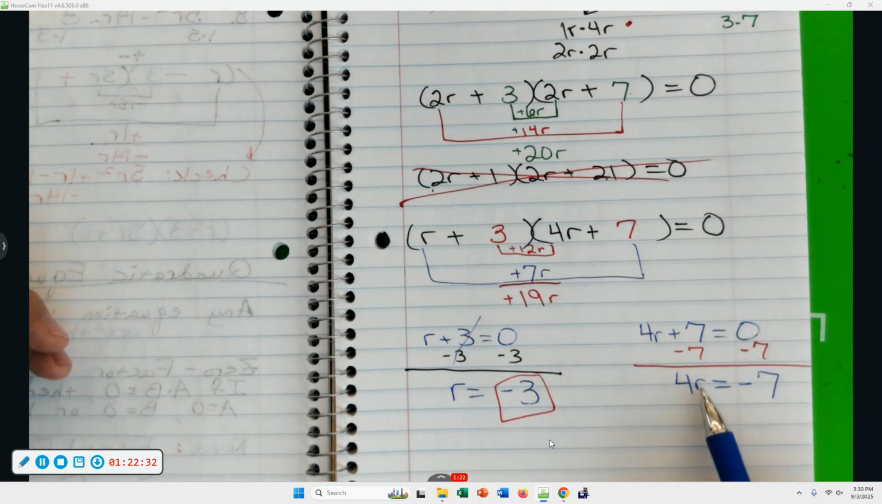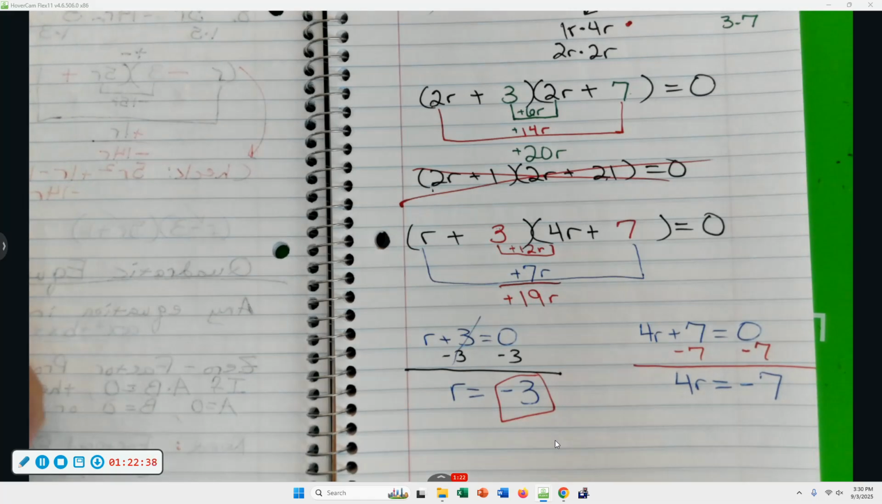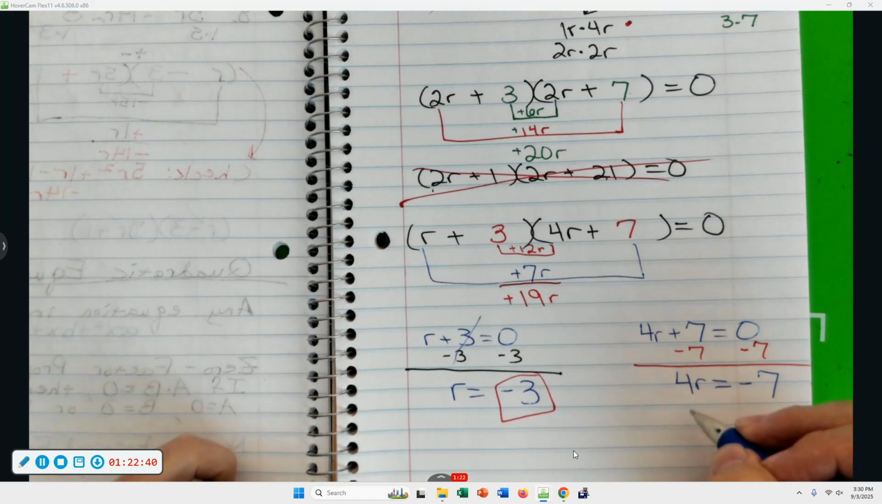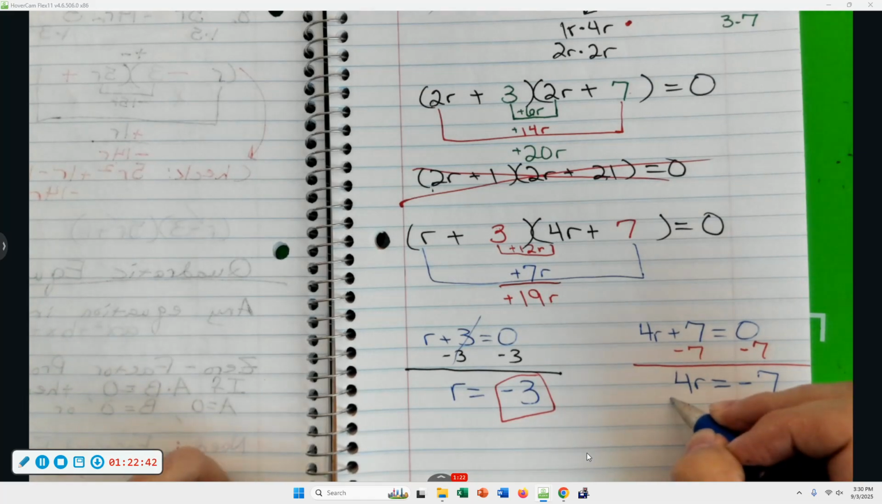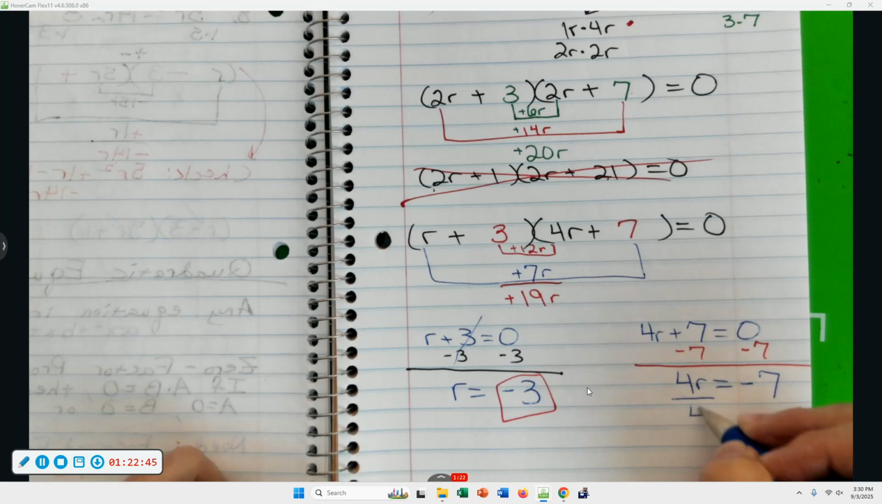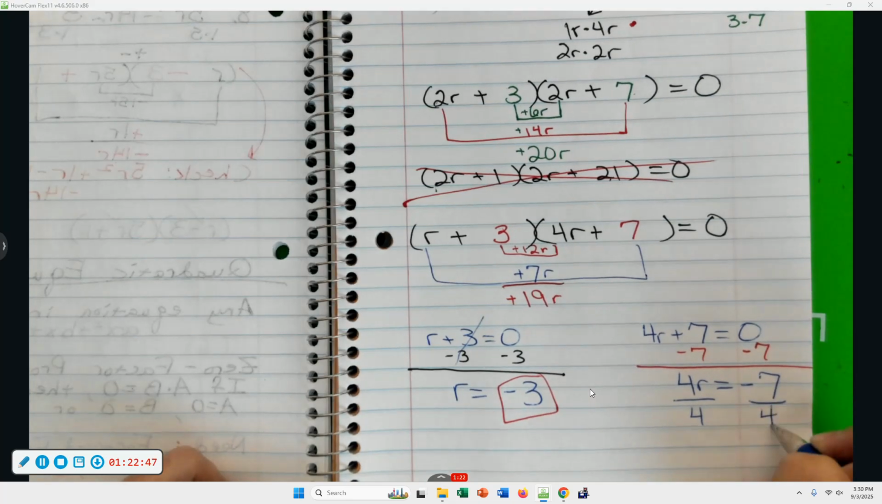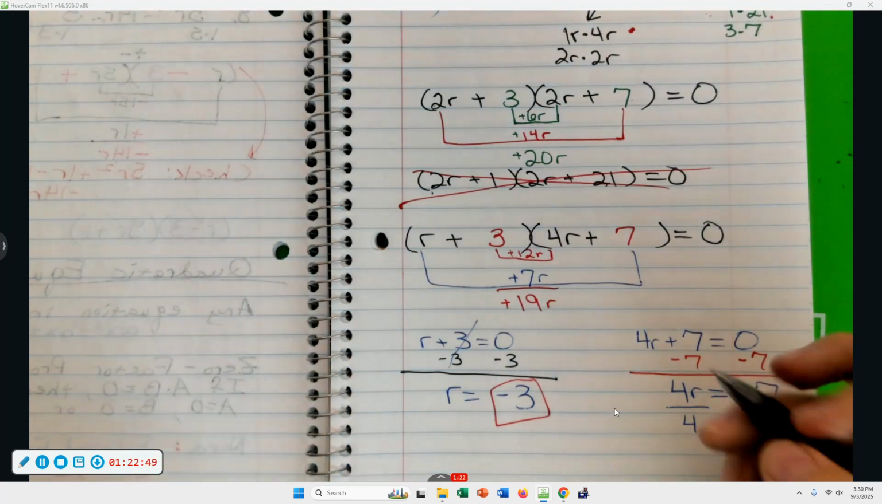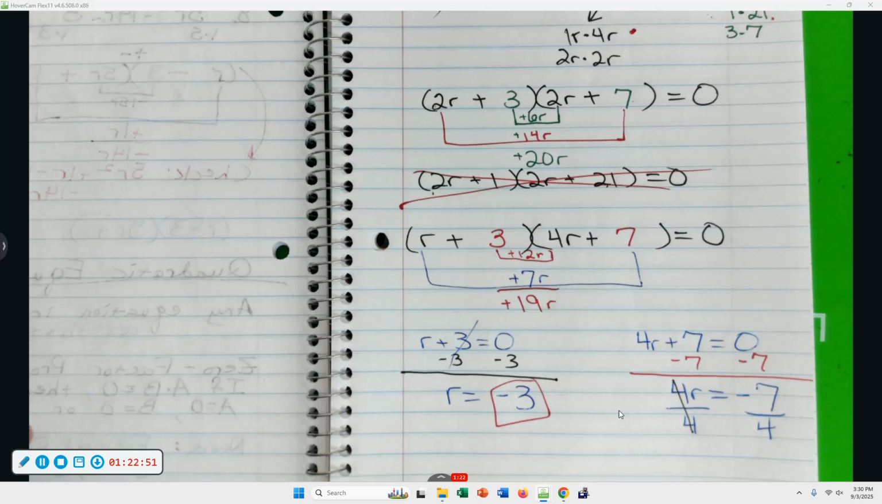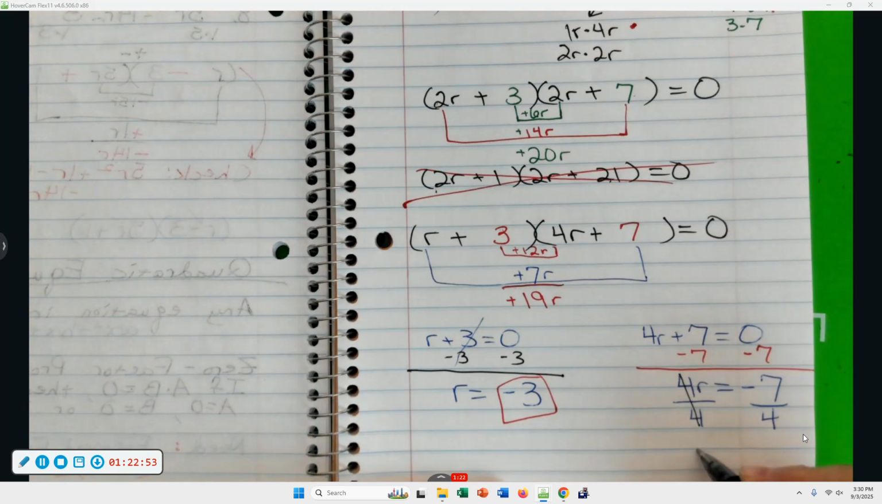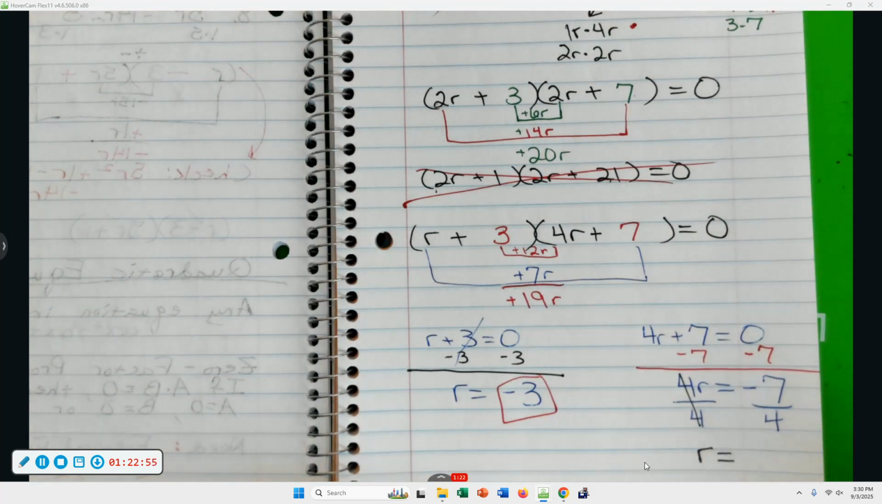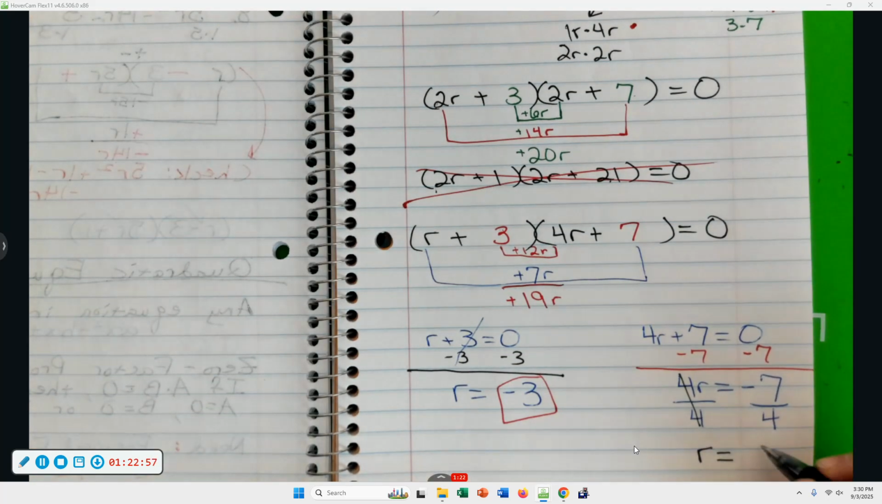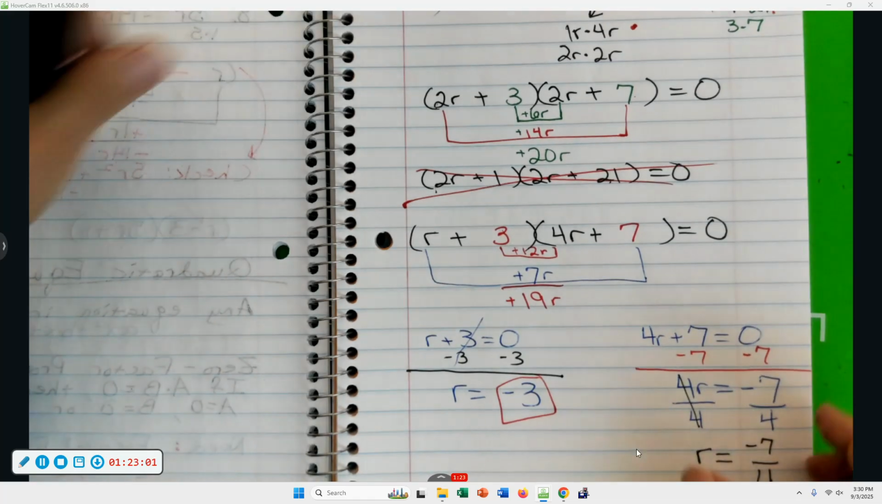We need to get the r by itself. What will undo multiplication? Division is the inverse operation of multiplication. So whatever you do to one side, you've got to do to the other side. So divide by 4, divide by 4. 4 divided by 4, the 4's cancel, just leaving you r, 1r equals a negative 7 over 4 for my second solution.